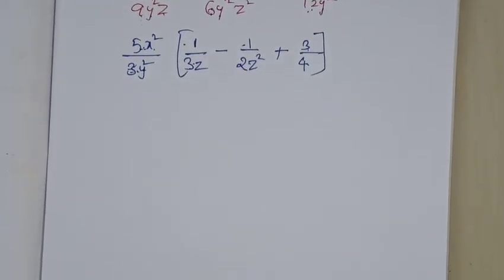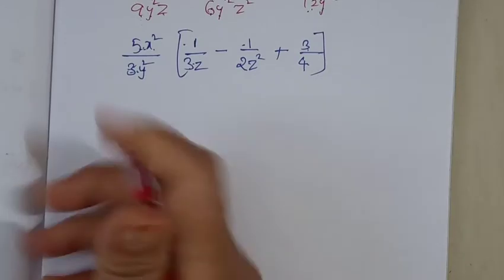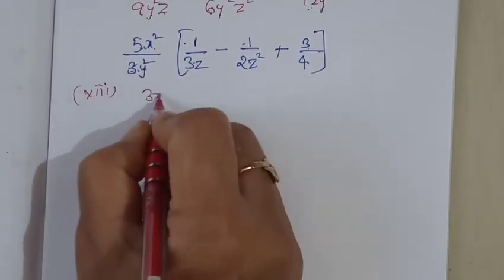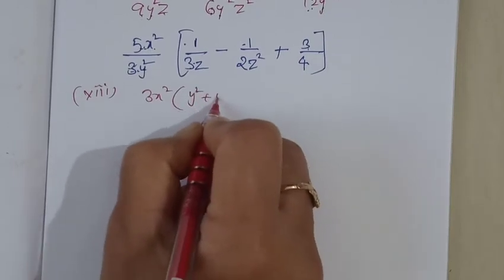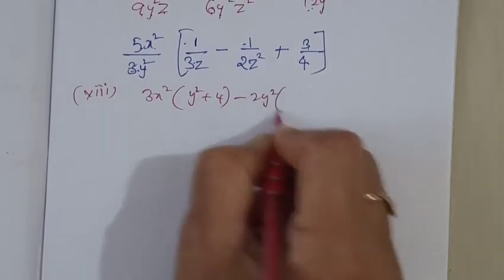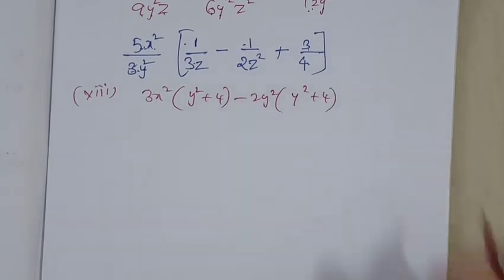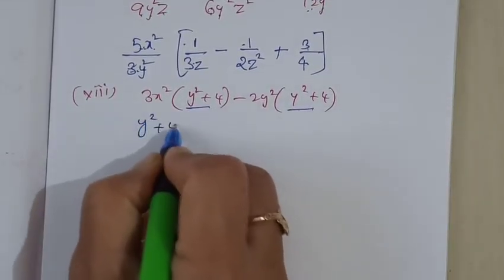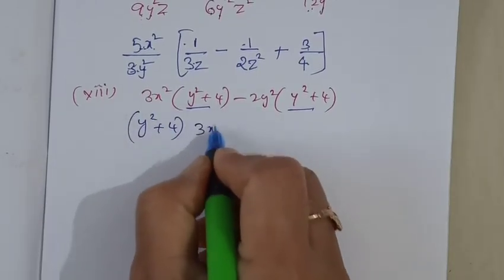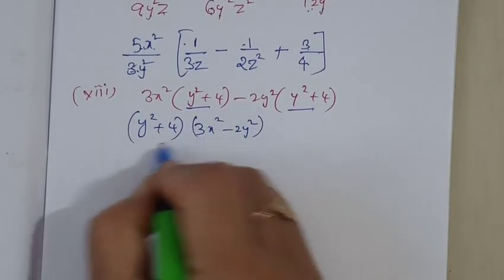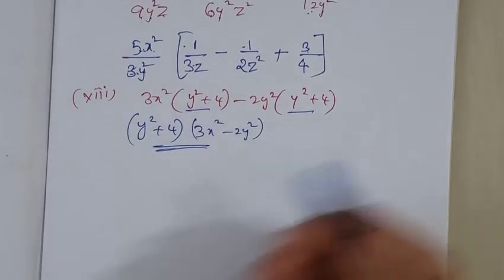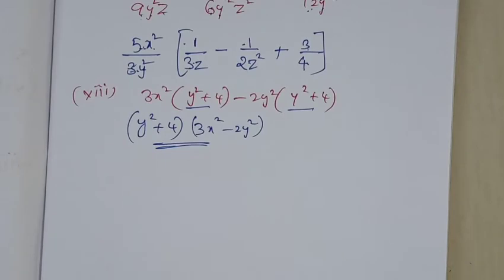Next question, 13th one. 3x square plus 4, 2y square plus 4. It is very simple. Already common terms are given to us. The leftover is 3x square, 2y square. That's all the answer. You need not multiply and you need not segregate them. This is first bit of the exercise 1.